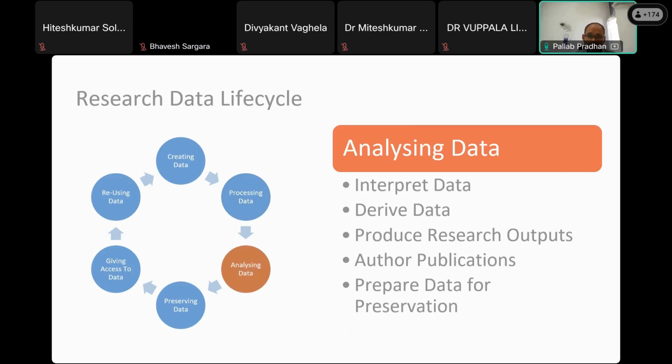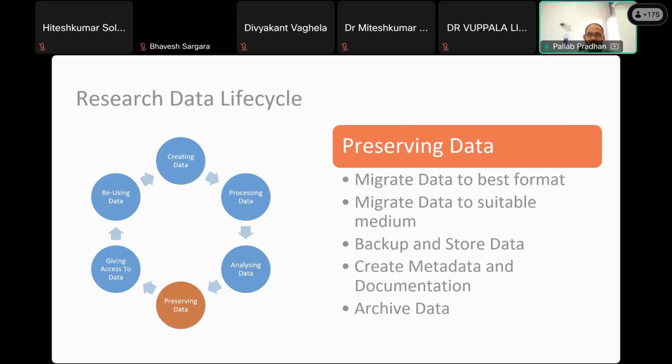And analyzing data. While analyzing, you need to interpret the data. You'll be applying certain formulas and statistical methods to derive the outcome and produce the research output. Based on that, you will have a publication. Your data will be with you and the publication will be published, but what will happen to the data? That is where a data repository is required, so that your data will be submitted. That is the preservation of data.